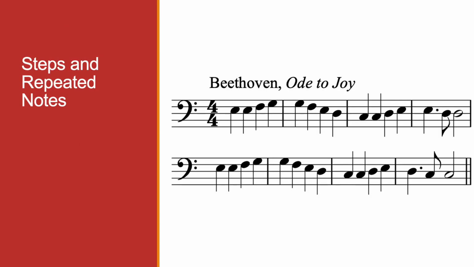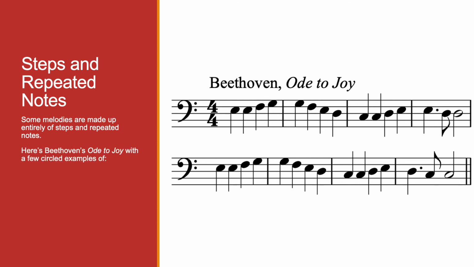Steps and repeated notes. Some melodies are made up entirely of steps and repeated notes. Here's Beethoven's Ode to Joy with a few circled examples of steps up, steps down, repeated notes. See if you can figure out which the other pairs of notes might be. And now I'll play the melody.